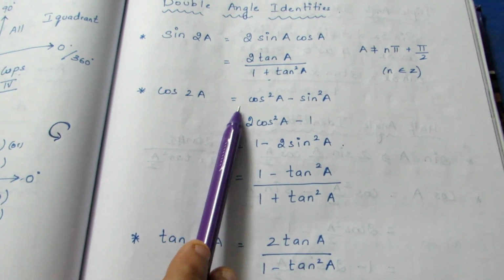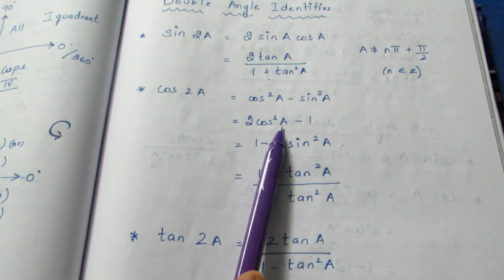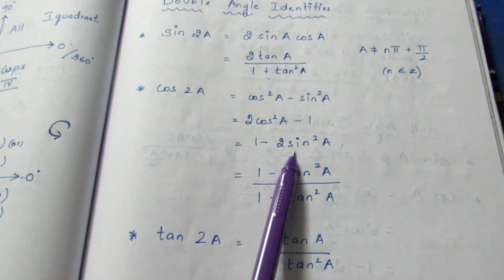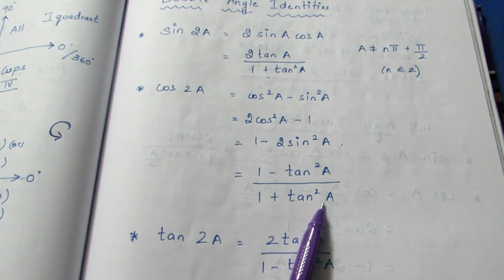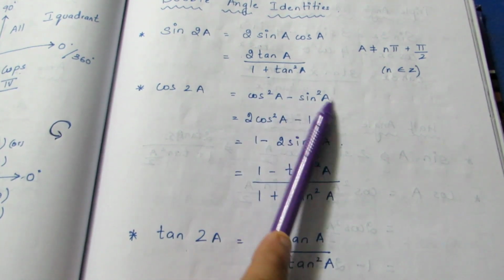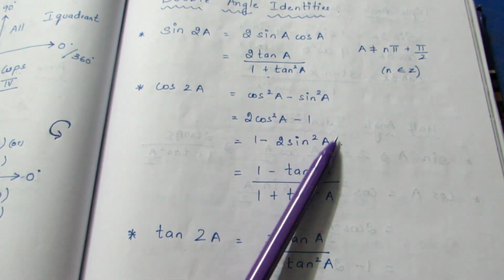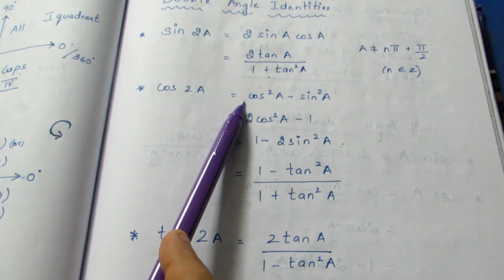Cos 2a is equal to cos square a minus sin square a, or 2 cos square a minus 1, or 1 minus sin square a, or 1 minus tan square a by 1 plus tan square a. Which value to use depends on whether the value is given in terms of cos square a, sin square a or tan square a.